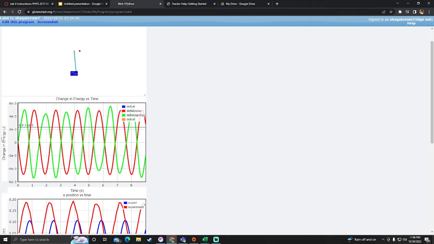As far as the change in total energy, for some reason my delta E and delta K weren't showing up, but I would imagine that delta K would do something like this. It would be oscillating as well, of course, and then delta E should be a flat line because the overall total energy in the system should be zero.